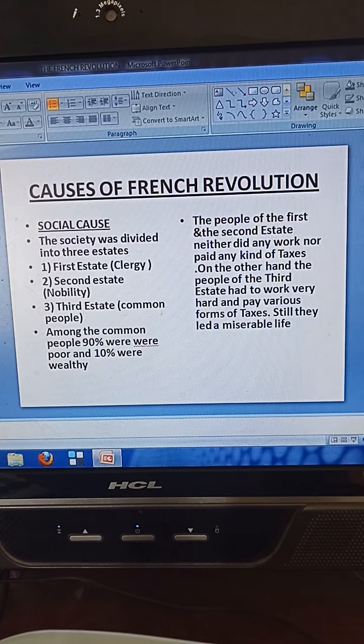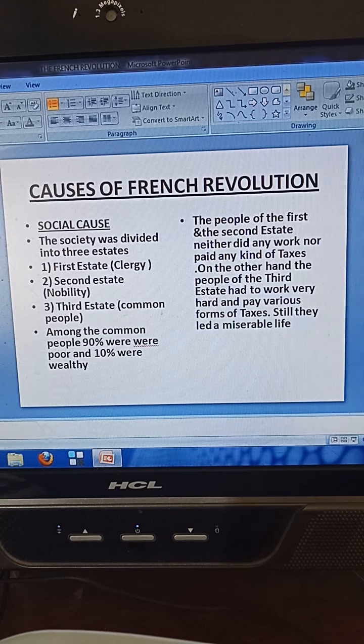The third estate did all kind of work and they only had to pay the taxes. They were made to pay all sorts of taxes. In spite of doing hard work also, they led a miserable life. They lived in poverty. Most of the people of the third estate lived in poverty. Whatever they earned, it was taken away by the people of the first and the second estate in the form of various kind of taxes.